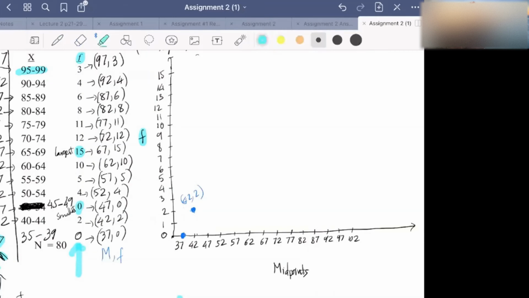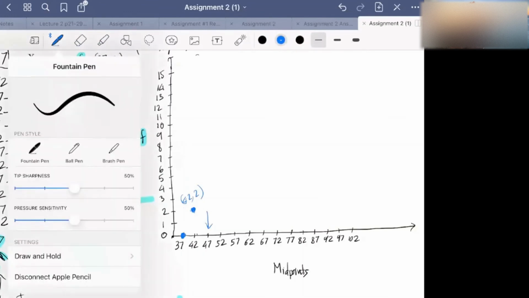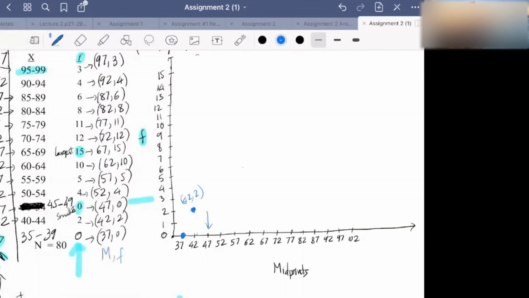The next point is 47, 0. 47 is right here, but the frequency is 0. That means that this point is on the horizontal axis. So this point right here is 47, 0.